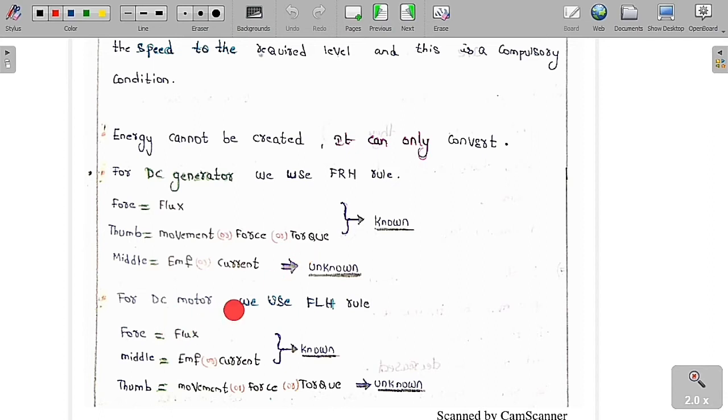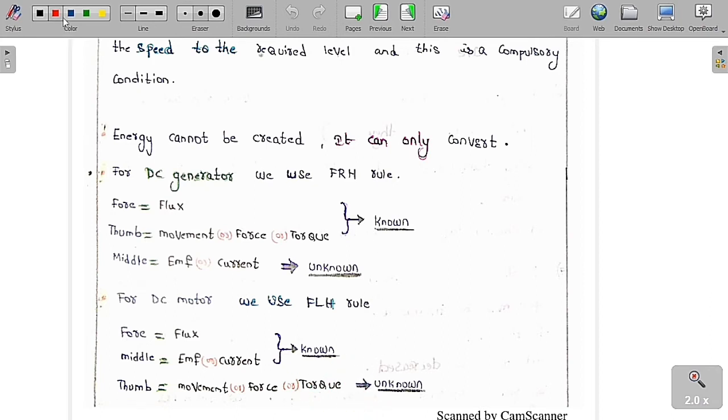For a DC motor, we use the Fleming left hand rule. For the same configuration, the thumb shows the movement or force or torque, the forefinger shows the flux, and the middle finger shows the EMF or current. In a DC motor, the flux direction and the EMF or current direction are known quantities, but we have to find the direction of the torque or force or movement, which is the unknown quantity. We can figure this out with the help of the Fleming left hand rule. The torque here is always called the electrical torque.